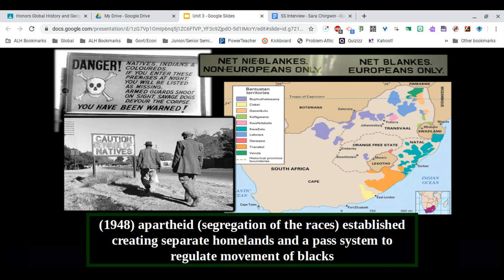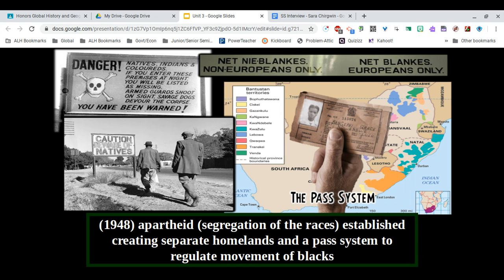It established separate homelands, and established a pass system so that they could regulate the movements of Black South Africans. It's really important that while we're looking at apartheid, we refer to these groups of people as Black South Africans and white South Africans, exactly along those lines, because if we just refer to them as Africans, we don't know if you're referring to Black South Africans or white South Africans.